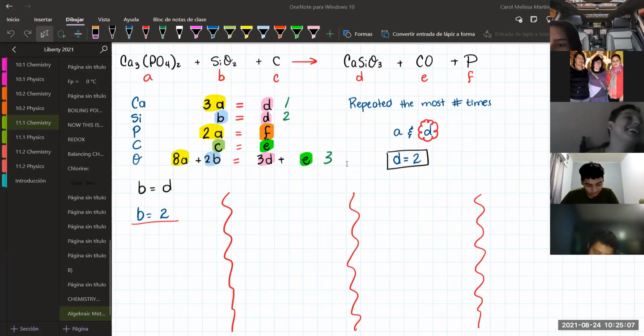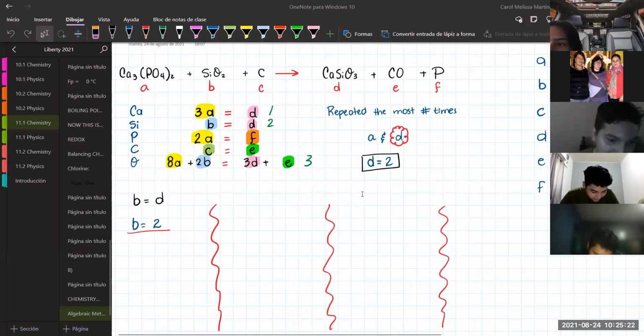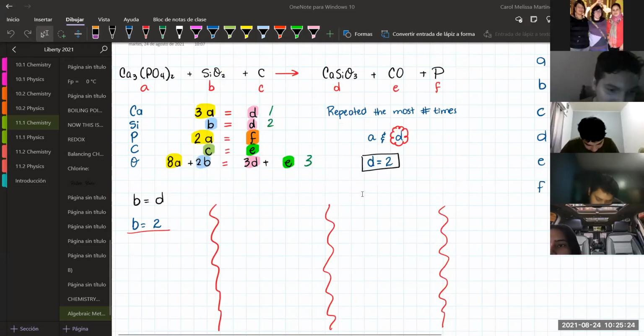Miss, I have a question. I didn't hear why you placed the value 2 for D. Why did you place 2? You have to choose a number. The number could be any number, a number you feel comfortable with.